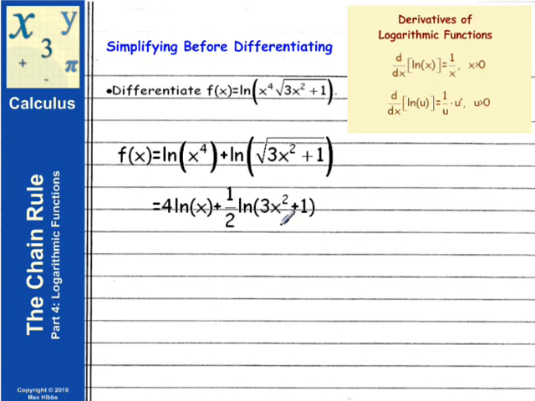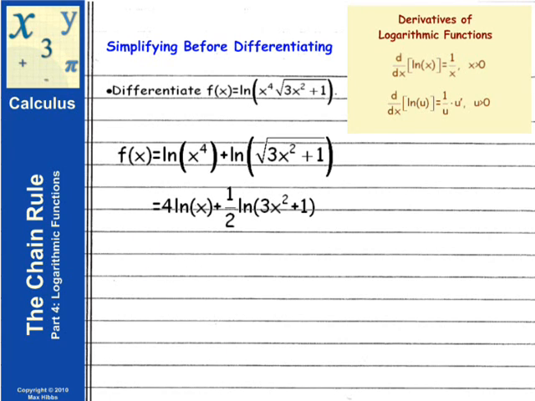But as we just discussed in the last example, there are no laws that apply further to the logarithm of things added together, the logarithm of a sum. So this is as far as we can go. Now we're ready, though, to use our derivative information to find the derivative of the function f.